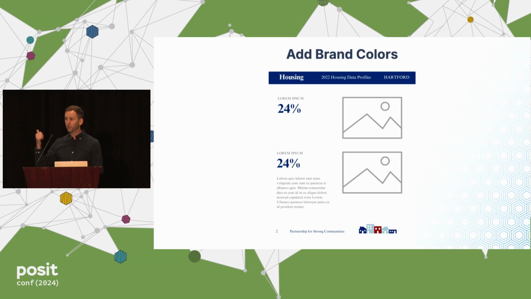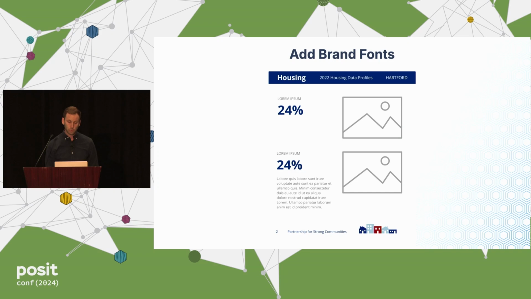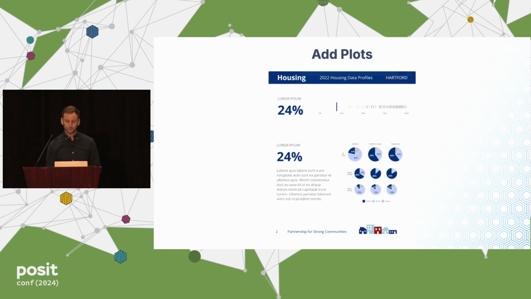You also need to add your brand colors. So here, for example, you can see the dark blue, which was one of the colors from our client, which I'll talk about in a second. Also add your brand fonts. So here I've gone from, I think it was Times New Roman I had put before, to a brand font, which in this case is Open Sans. And finally, you want to add your plots. And when you add those plots, you want them to have all those things that we just talked about, specifically your brand colors and your brand fonts.